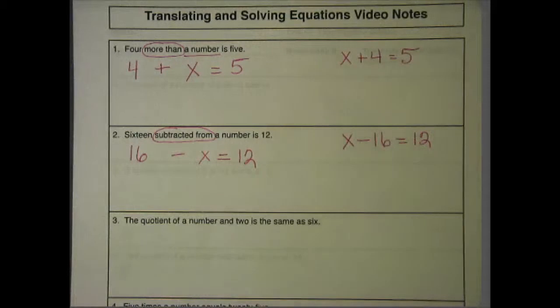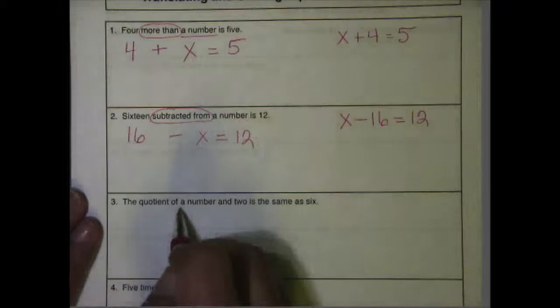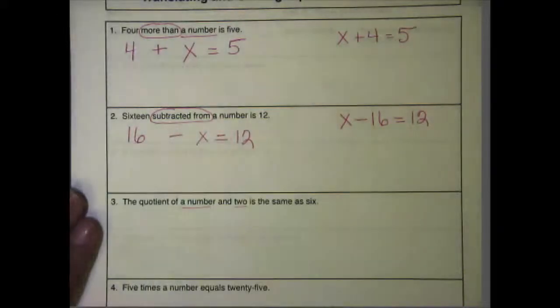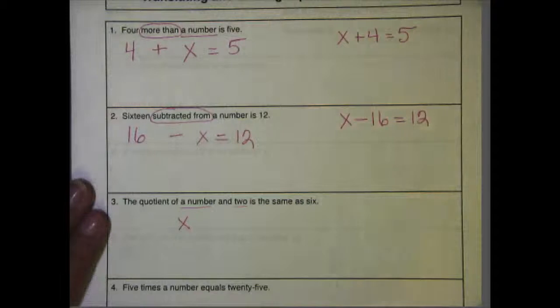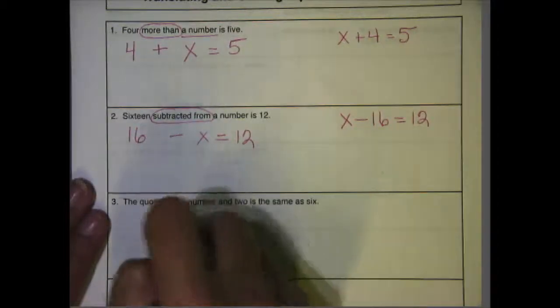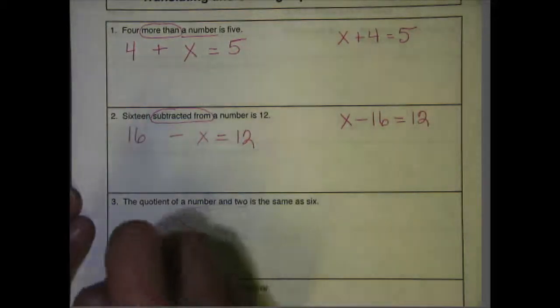Let's look at number 3. Number 3 says the quotient of a number and 2 is the same as 6. If you look at your review sheet, you see that quotient means divide. So we've got a number and 2, and we're going to divide a number and 2. So we know a number is a variable. We're going to divide it by 2. Remember that we're not using the division symbol anymore. We're going to use the fraction bar. Okay, so remember that this means divide.